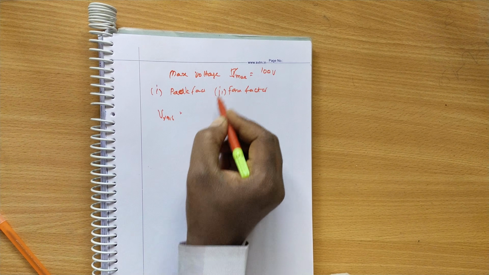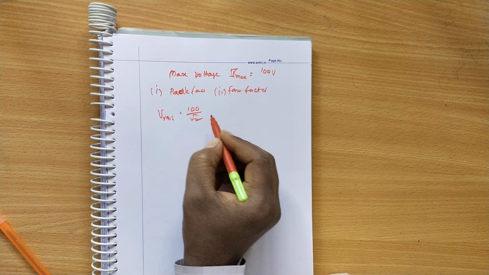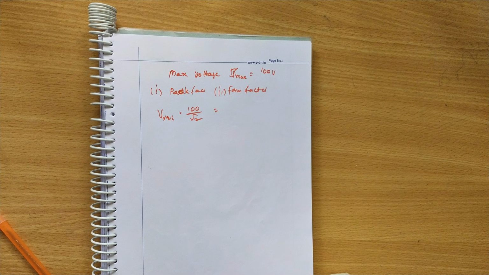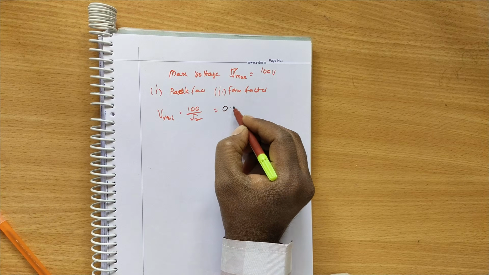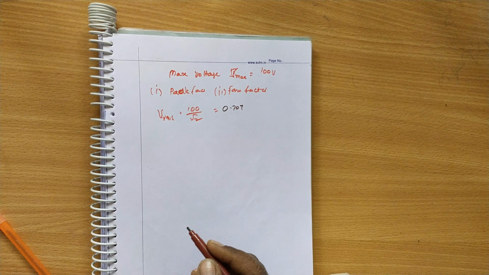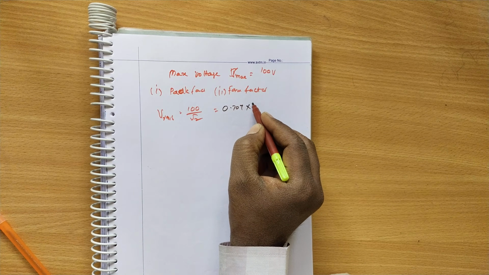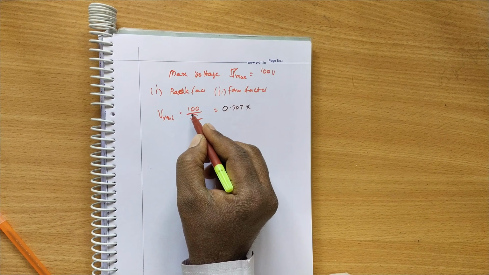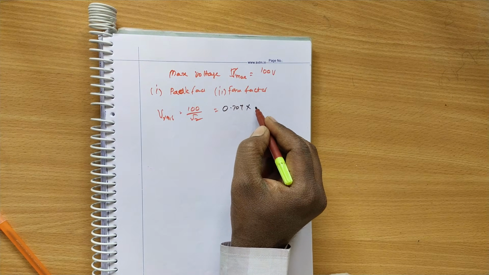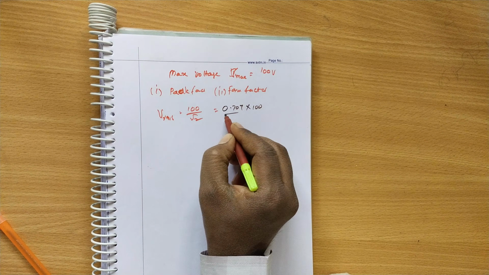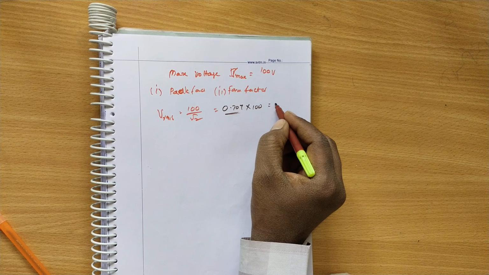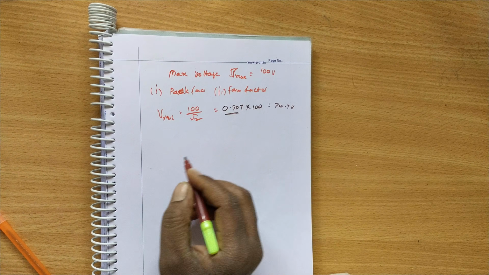VRMS equal to Vmax by root 2, 100 by root 2. That gives 0.707 into Vm. 100 by root 2 is 0.707 into 100. 1 by root 2 value is 0.707. That equals 70.7 volts.